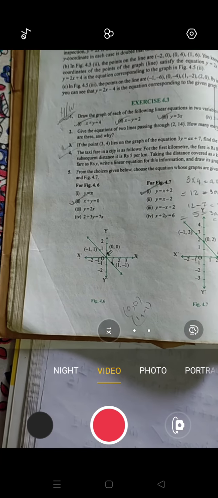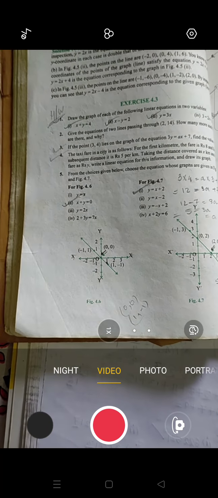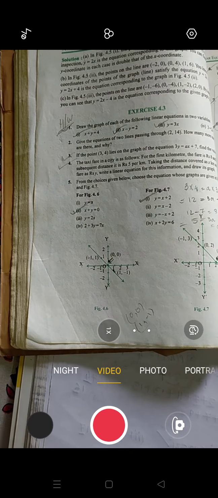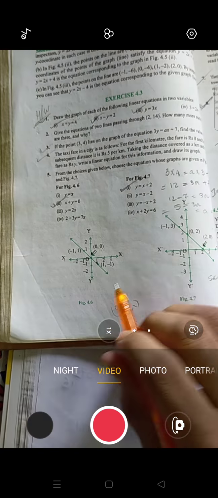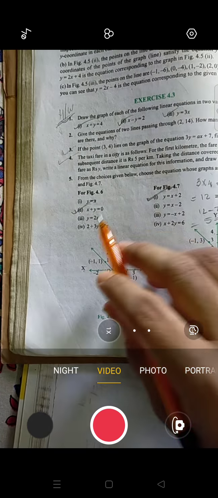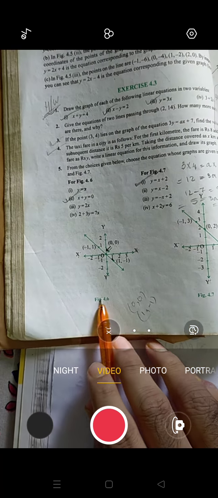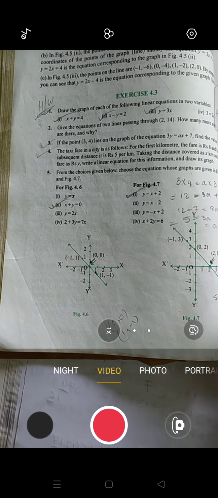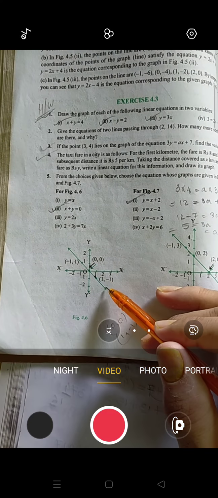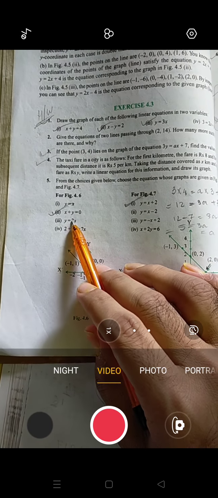Now you have to understand this very nicely. Here 4 equations are given, 1, 2, 3, 4. And here is the graph, figure 4.6. Now we have to see which equation this graph belongs to: first, second, third or fourth.